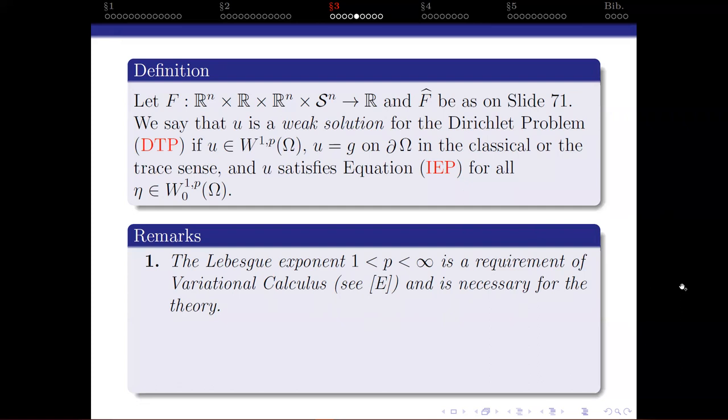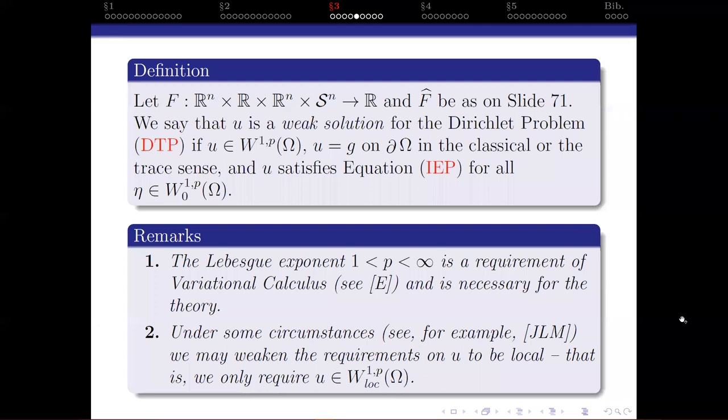And under some circumstances, we can actually weaken the requirement. We won't have to have u be Sobolev W^{1,p} in all of Omega. We can just have it be Sobolev W^{1,p} locally, so in compact subsets of Omega. This happens, for example, in a... another little correction I need to make for later. This happens, for example, in a paper with Juutinen, Lindqvist, and Manfredi when they talk about equivalence between weak p-harmonic and viscosity solutions for the p-Laplacian in R^n.